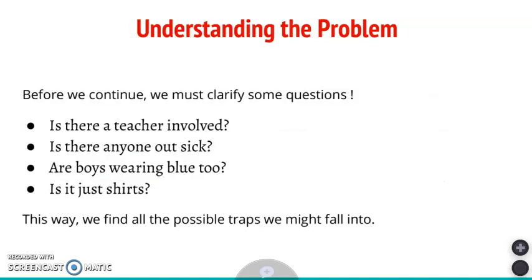The first step when solving any problem is to make sure that you fully understand it. You should be skeptical towards the problem and try to identify any traps you might fall into when solving it.